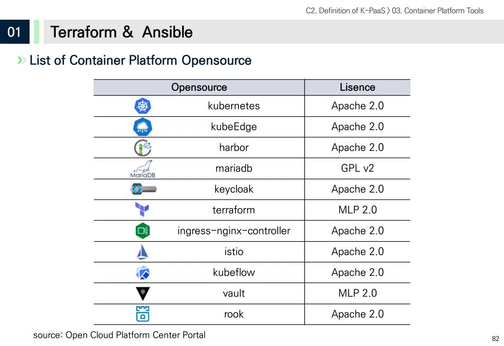There are more than 10 open sources used in K-PaaS container platforms, as shown in the table in the textbook, which are Kubernetes, KubeEdge, Harbor, MariaDB, Keycloak, Terraform, Ingress, Istio, Kubeflow, Vault, and Rook. Each of these open source software serves a different function. Let's take a look at a few of them that perform key functions.